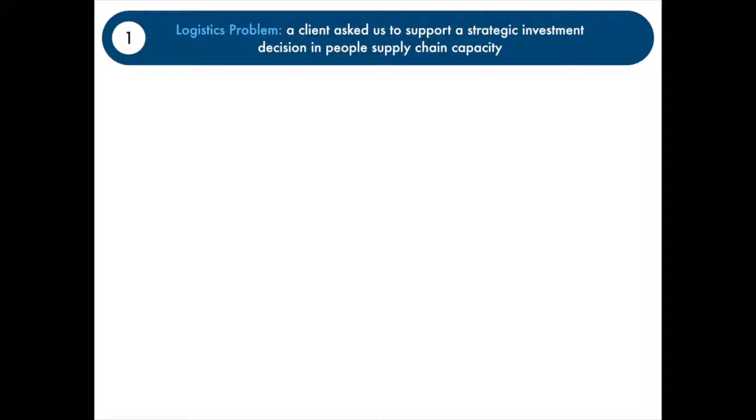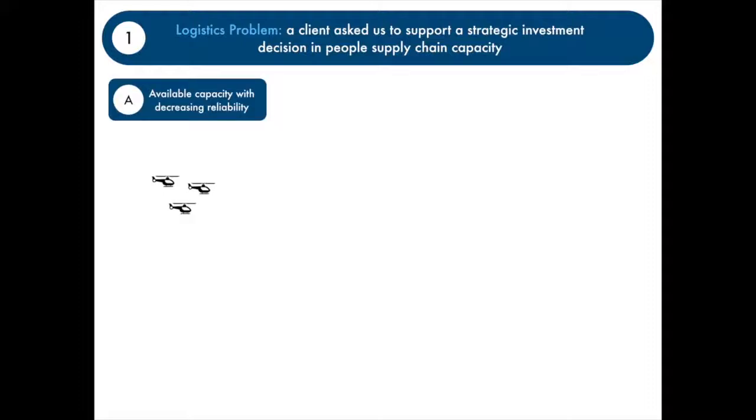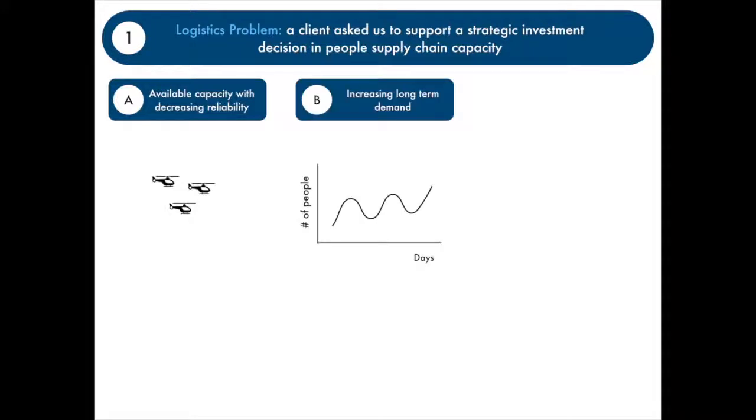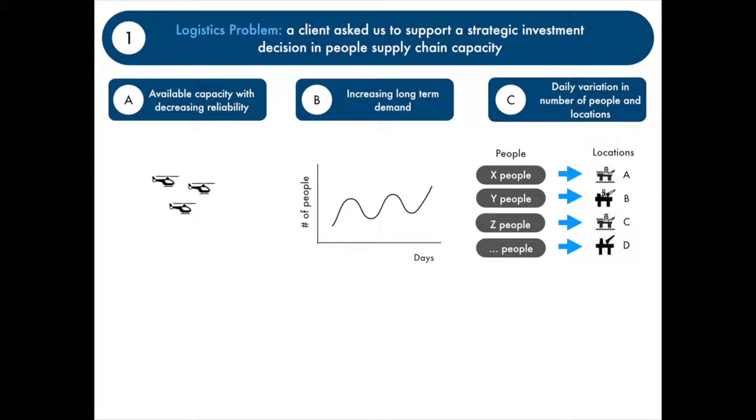We were asked to support an investment decision and additional helicopter capacity for daily transport of people to offshore operations. This particular asset has an existing but aging fleet of helicopters and was facing an increasing longer-term demand for transportation. On a day-to-day basis, the logistics team was already struggling to meet daily variations in people, number of offshore locations, and frequent break-ins to the plan. Buying additional aircraft capacity seemed a no-brainer, but how to justify?